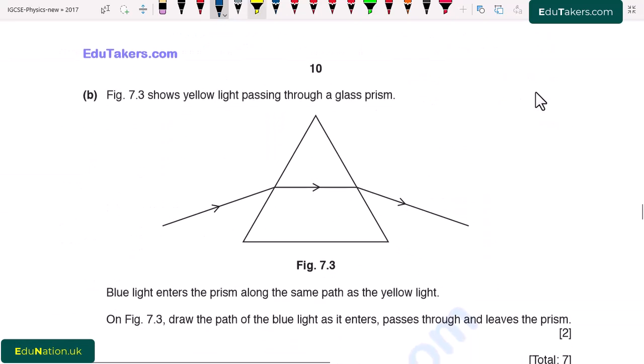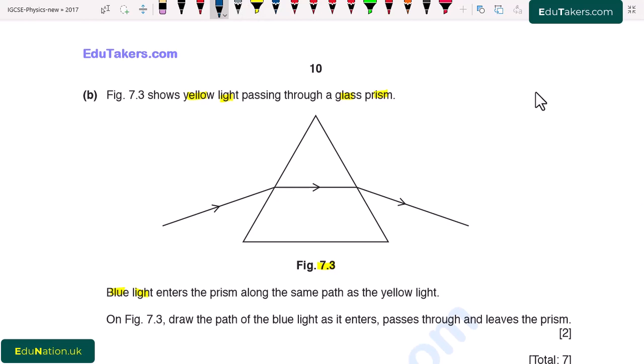Next, part B. Figure 7.3 shows yellow light passing through the glass prism. Here is figure 7.3 and we can see that there is yellow light passing through the prism. Blue light enters the prism along the same path as the yellow light. On figure 7.3, draw the path of the blue light as it enters, passes through and leaves the prism. So here we have to draw the path for the blue light.